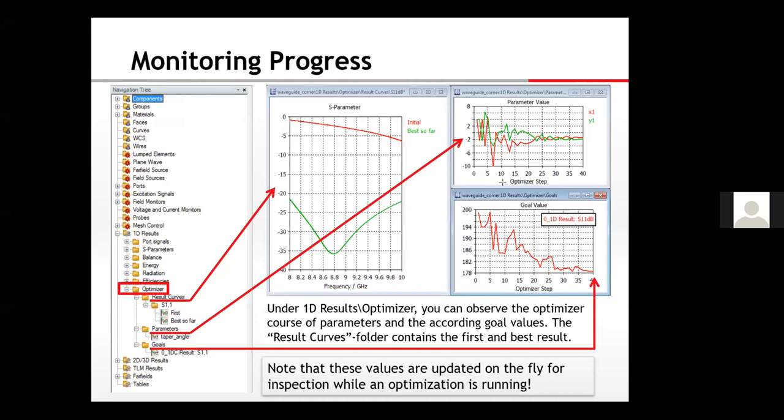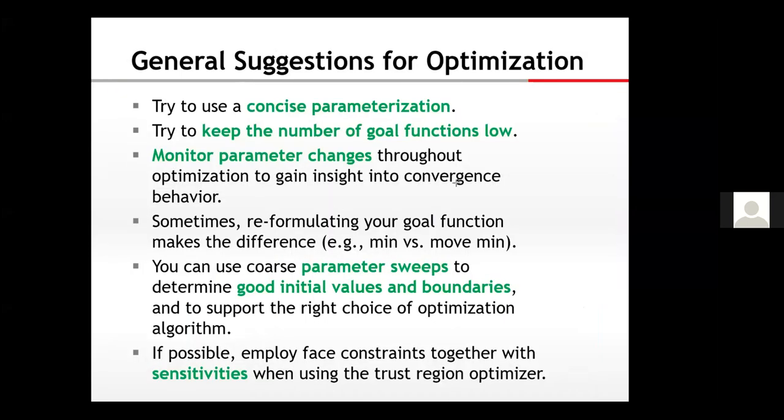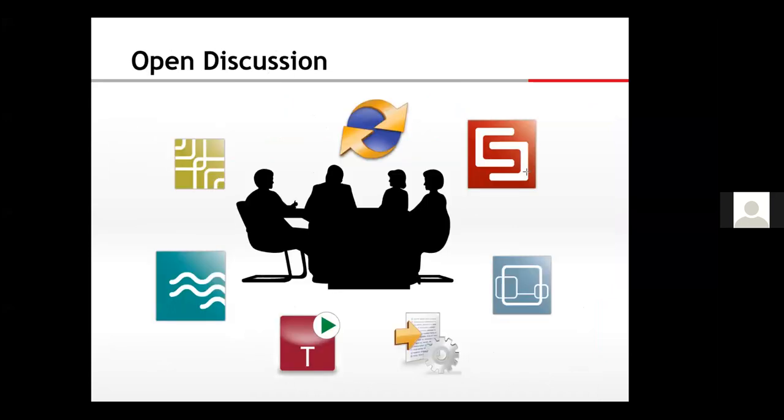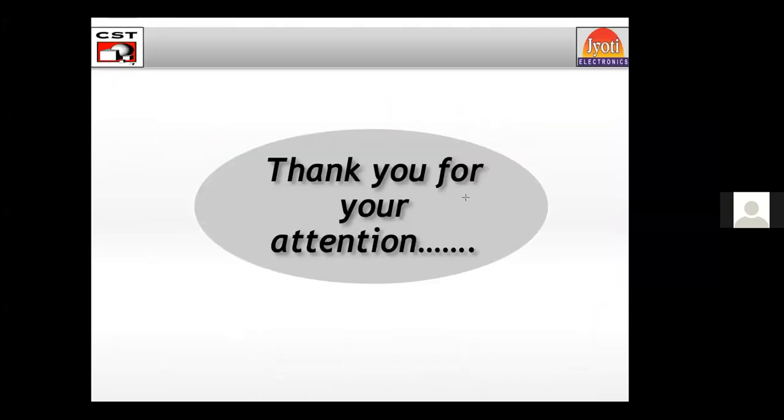So this you should keep in mind: try to use concise parameterization, and try to keep the number of goal functions low. Now why is this required? This reduces your time, but it depends on your analysis. Okay, so I'm open to discussion, and thank you for your attention.